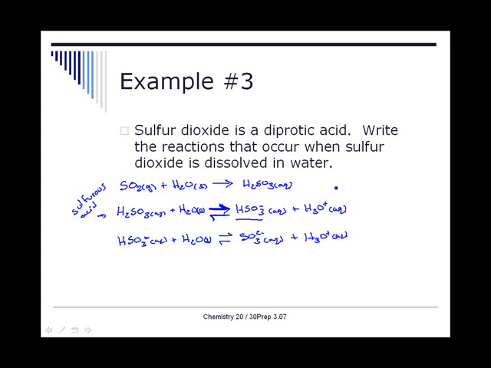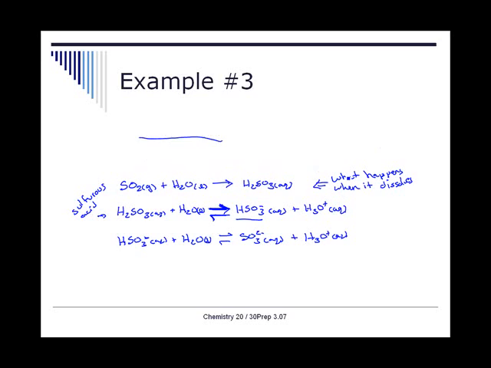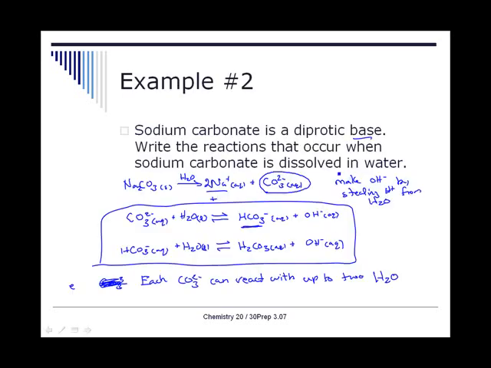So in order to get these reactions, the first question you want to ask yourself when you see one of these compounds is, what happens when it dissolves? In the last question, let's go back a slide here. In this slide, we did the same thing, and we said, what happens when this dissolves?